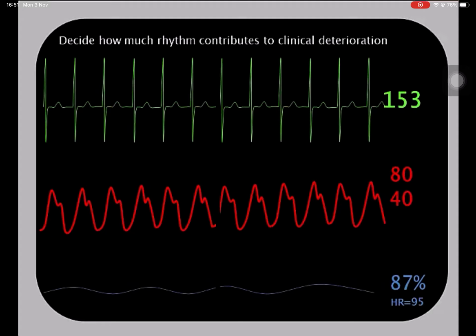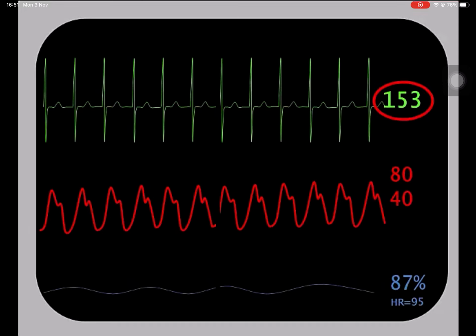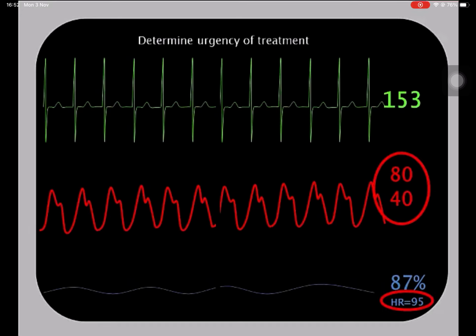The first step is to determine whether the rhythm has resulted in a clinical deterioration. At a heart rate of 153, it is likely that the SVT is contributing significantly to the clinical deterioration. The next step is to determine the urgency of treatment. The hypotension and failure of peripheral perfusion, reflected by the failure of the pulse oximeter to detect peripheral pulsation, indicates that the patient is shocked and therefore the arrhythmia needs to be treated urgently.